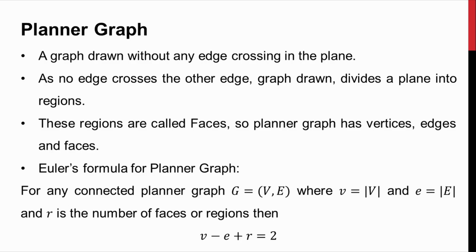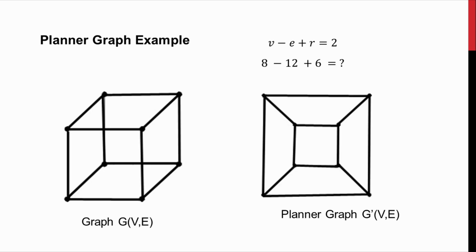There is a connection between the number of vertices, the number of edges and the number of regions in any connected graph. That relationship is called the Euler formula, and that relationship is vertices minus edges plus regions always equal to 2. So now we try to prove this with the help of an example.